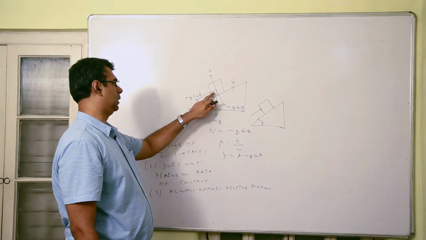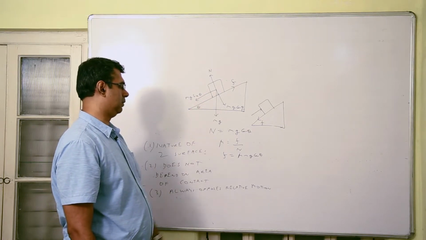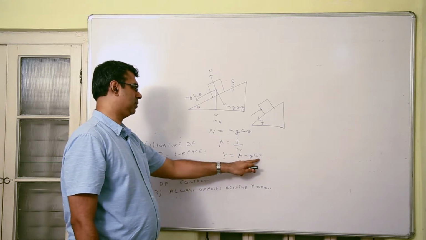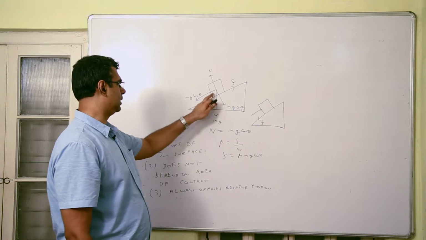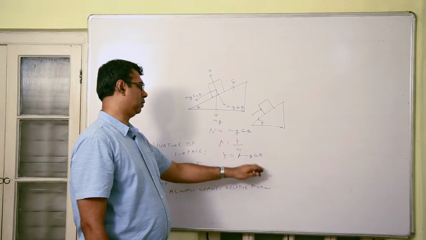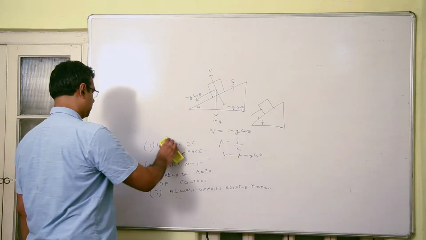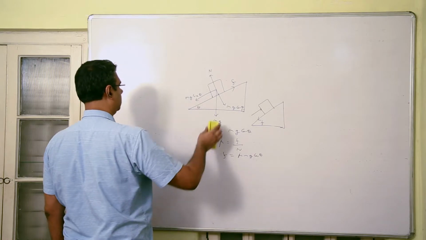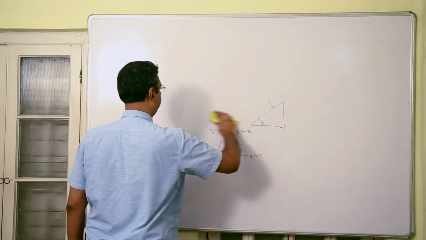If there is no relative motion between the block and the surface, then the limiting friction will be mu s into mg cos theta. If there is a relative motion, then kinetic friction will be mu k into mg cos theta. So this is the details about friction and in what direction it acts.